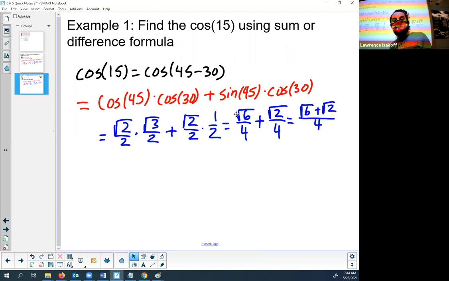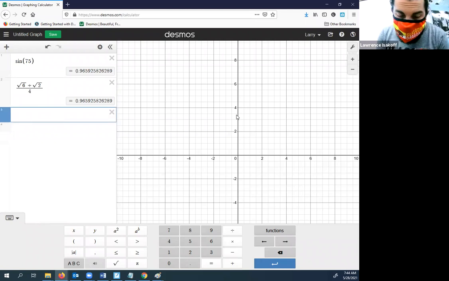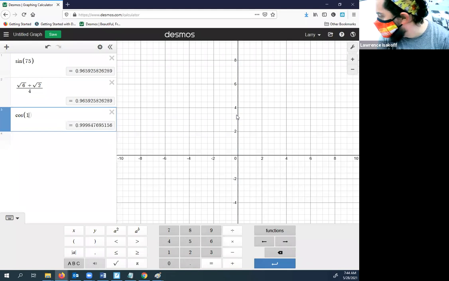Again, we can check this in the calculator. So if I go now cosine of 15, again, we get that same decimal happening.